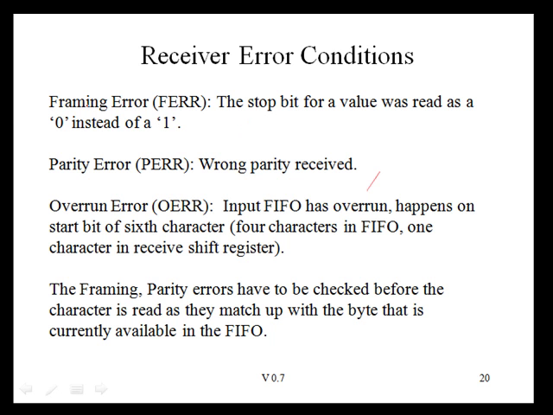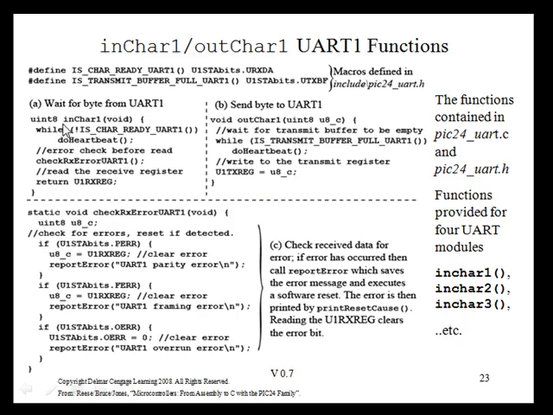So to summarize the receiver error conditions, there are 2 bits that are stored for each byte received, framing error and parity error. Framing error is where a stop bit is read as a 0 instead of a 1. Parity error is when the wrong parity is received for a byte. There is also a global error bit that is set for the receiver hardware overrun error, which is generated if the start bit of the 6th character is received when the FIFO and the receive shift register are both full.